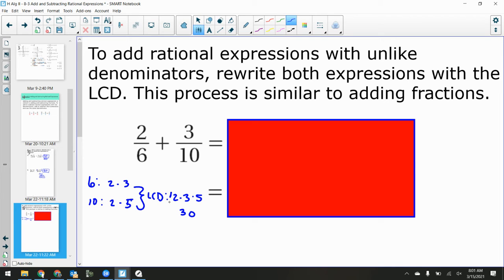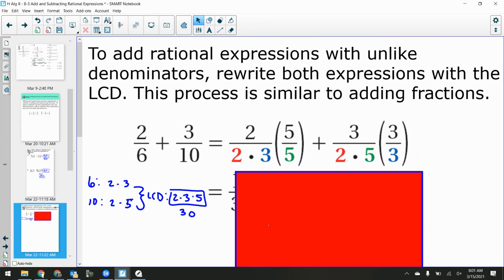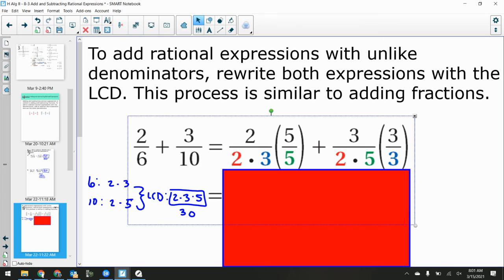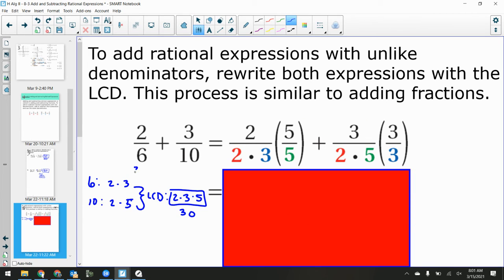But what I'm focused on is this piece right here, because that's the same process we're going to do when we find the LCD of polynomials. We factor completely down and then write out all of our factors, and we're not going to rewrite any factors. So 2 times 3 times 5, 30, is my LCD. Now 6 is really 2 times 3, and 10 is really 2 times 5.